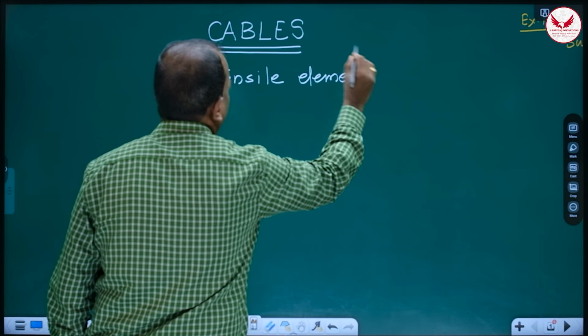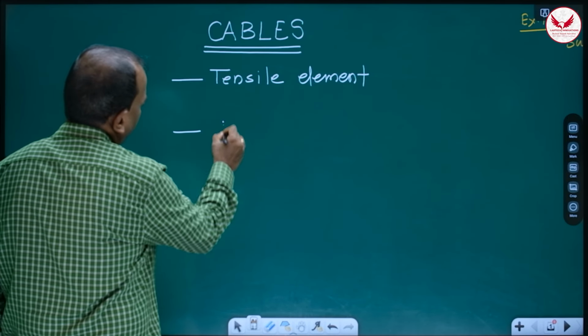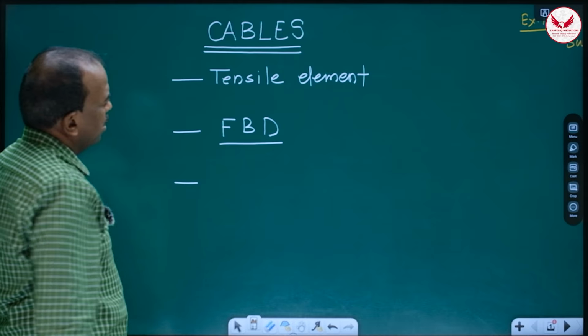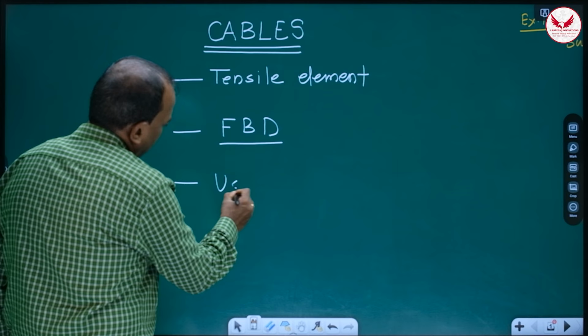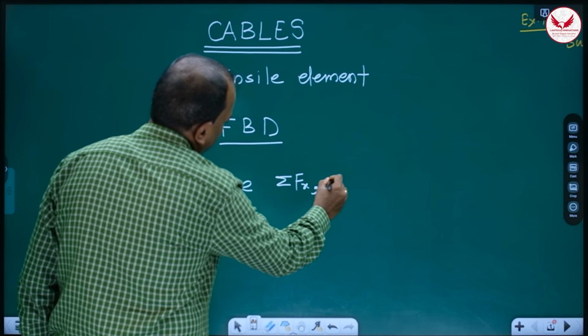Then what are the simple steps? In the cables example, the very first step is to draw the free body diagram, and after that use the equilibrium conditions wisely. And what are those equilibrium conditions? Use summation Fx, summation Fy, and summation M equal to 0. And instead of explaining right in the beginning, I'll explain this with an example only.